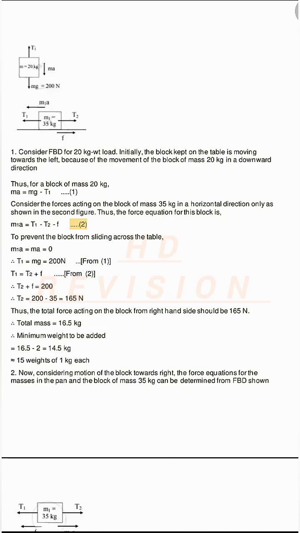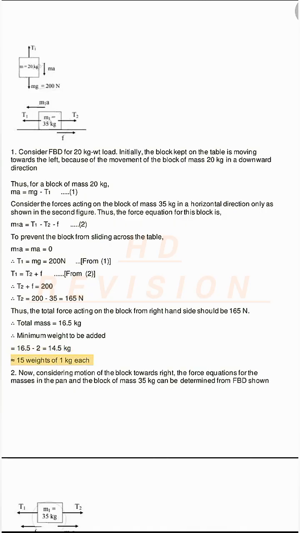To prevent the block from sliding across the table, M1a equals ma equals 0. Therefore T1 equals mg equals 200 N. From (1), T1 equals T2 plus F. From (2), therefore T2 plus F equals 200. Therefore T2 equals 200 minus 35 equals 165 N. Thus, the total force acting on the block from the right-hand side should be 165 N. Therefore total mass equals 16.5 kilograms. Therefore minimum weight to be added equals 16.5 minus 2 equals 14.5 kilograms.